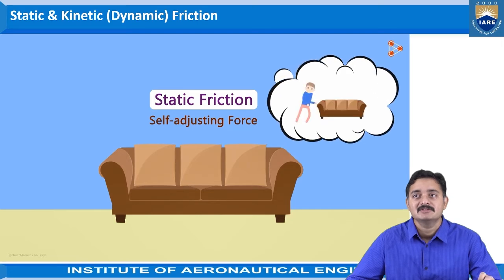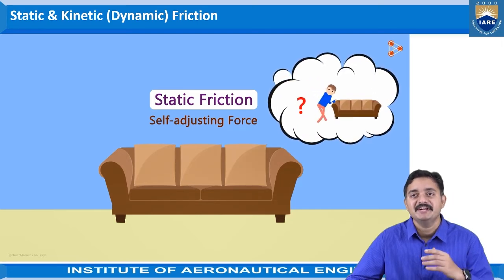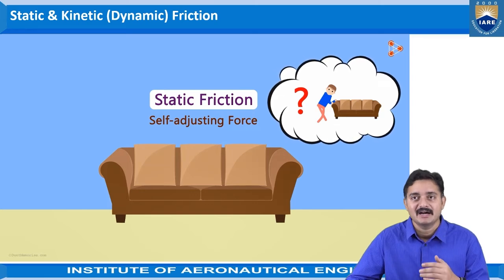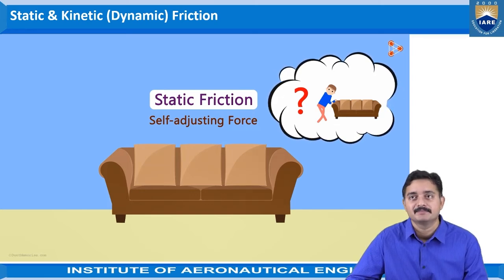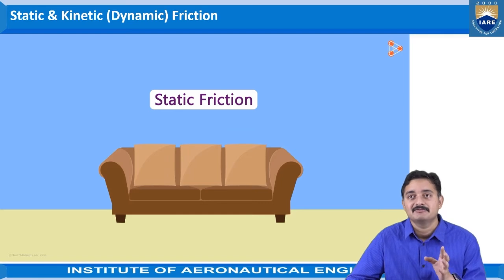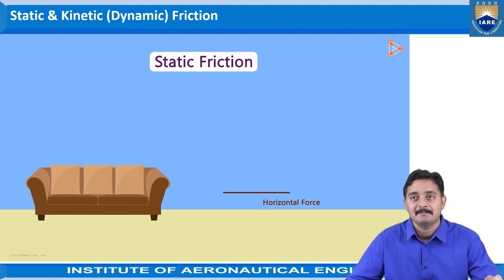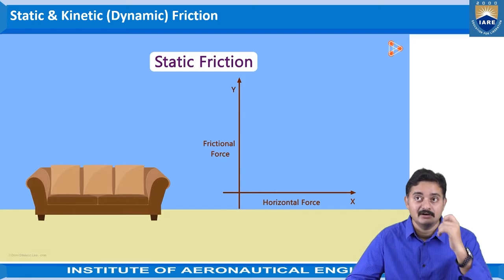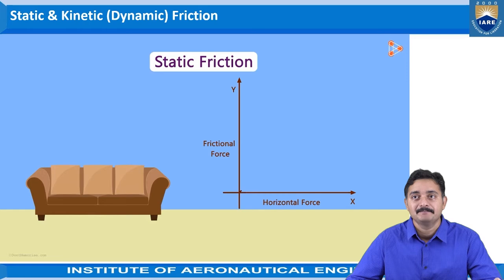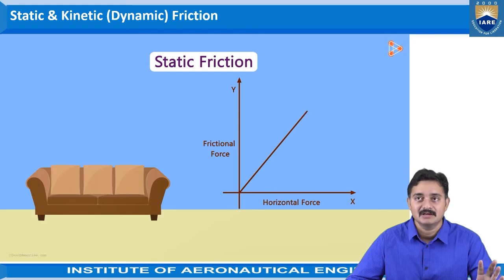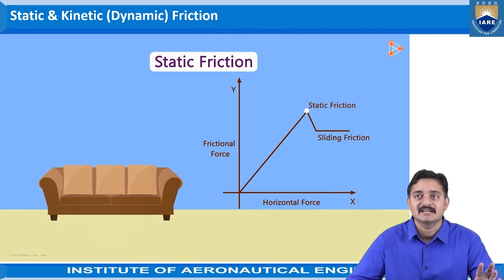So for the movement of this sofa, what is needed? We need to apply some higher force so that the sofa gets moved. Right? Applying that higher force results in the movement of the object. The horizontal force which is being applied and the frictional force depend directly on each other. Until the frictional force and the horizontal force applied are equal, up to that limiting point, it is called the static friction.